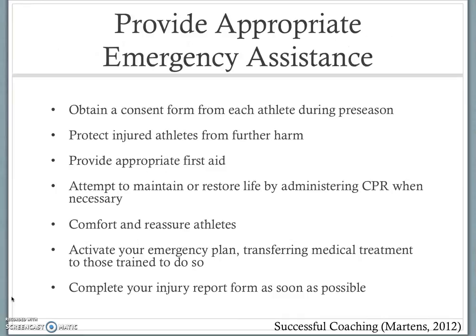Duty 9, provide appropriate emergency assistance. You as the coach have a duty to provide or secure appropriate medical assistance for injured athletes. To fulfill this duty, you should first obtain a consent form from each athlete prior to participation. Protect the injured athlete from further harm. Provide appropriate first aid. Attempt to maintain or restore life by administering CPR when necessary. Comfort and reassure athletes who are injured. Activate your emergency plan, transferring the treatment responsibility to those who are professionally trained to do so. Finally, complete your injury report form as soon as possible with only factual information.